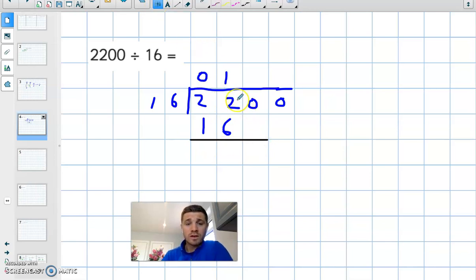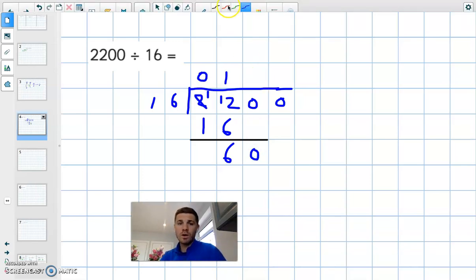So I start by subtracting from the smallest digit. So 2 take away 6 I can't do, so I need to borrow. 2 becomes a 1. The 2 becomes a 12. So 12 take away 6 is 6, and 1 take away 1 is 0. So I'm left with a remainder 6. I then need to drop my next digit in 2,200 down, which is a 0, to make 60. And then I look to see how many 16s are in 60.